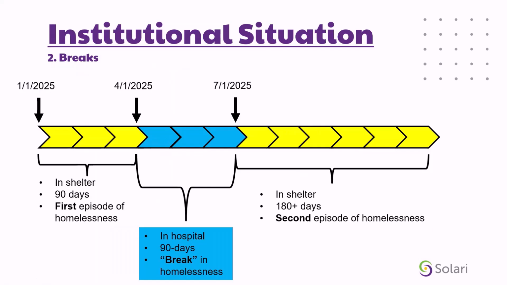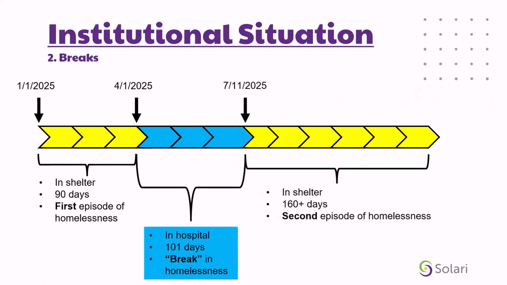Now, for a second scenario regarding institutional situations, we are seeing a client having 2 episodes of homelessness. So, like in all of our other scenarios, the client is having an episode of homelessness in shelter between January 1st and April 1st. Then they stay at a hospital for 90 days, which constitutes a break in homelessness for an institutional situation. After the hospital stay, they return to homelessness, represented by this yellow section here. And as we can see, this is now the client's second episode of homelessness because this 90 days does constitute a break in terms of institutional situations. We'll go through 2 more scenarios to really hit home the point on how important that 90-day break period is.